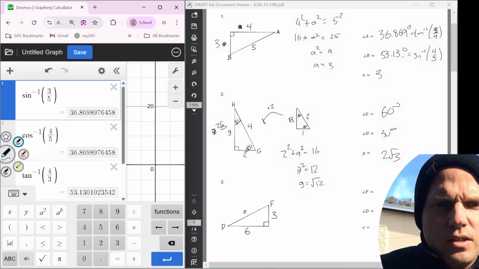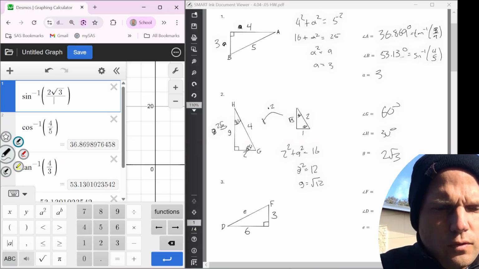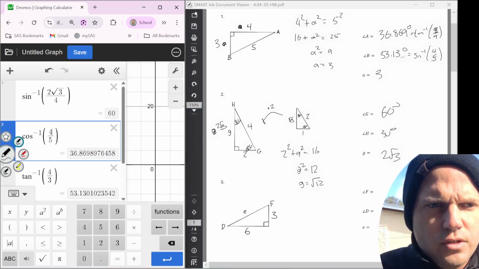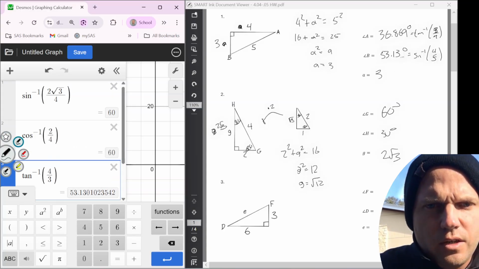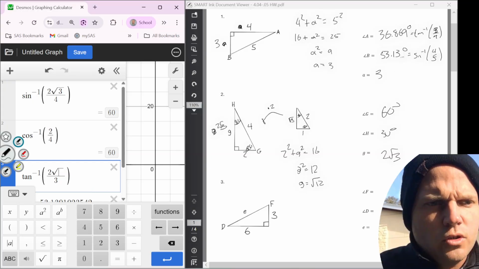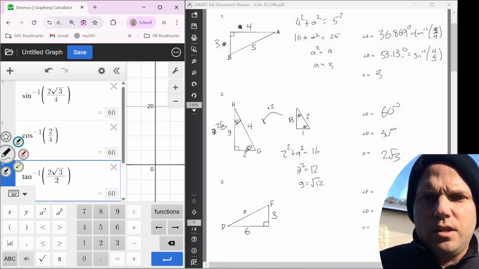You could have said sine of G is 2√3/4. Oh, look at that, 60 degrees. You could have said the cos was 2/4. Oh, look at that, 60 degrees. You could say the tangent is 2√3/2. Oh, look at that, you get 60 degrees.